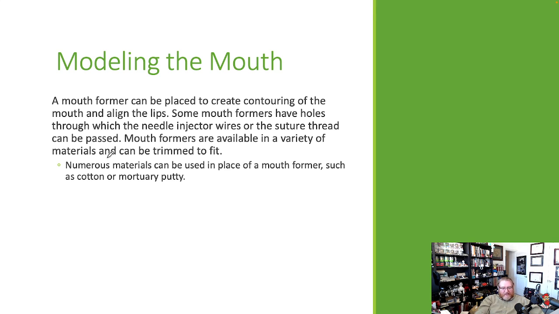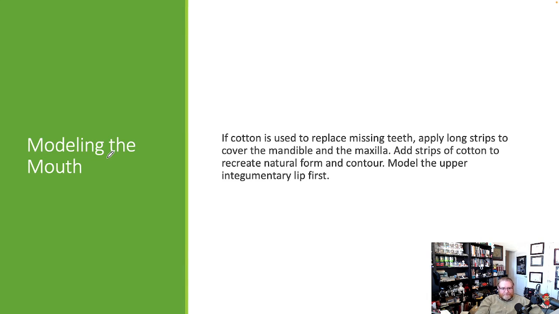Some mouth formers have holes through which needle injector wires or the suture thread can be passed. Mouth formers are available in a variety of sizes, different types of materials, and you can even trim them to fit. Numerous other materials can be used in place of a mouth former: cotton, mortuary putty, mastic, whatever kind of floats your boat. If cotton is used to replace missing teeth, apply long strips to cover the mandible and the maxilla. Add strips of cotton to create natural form and contour.